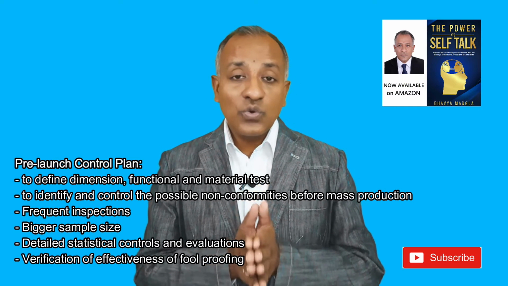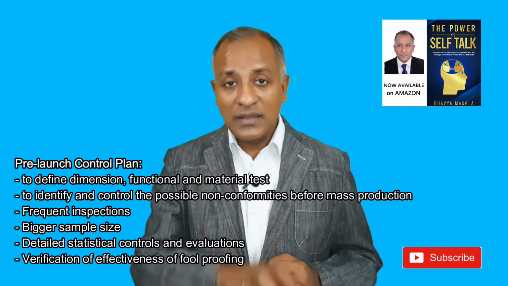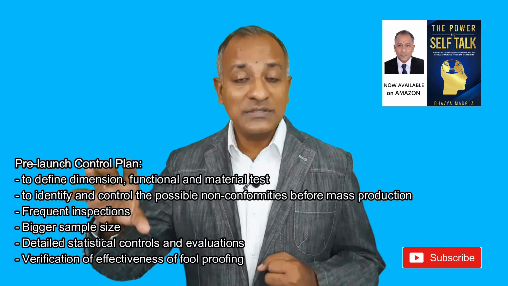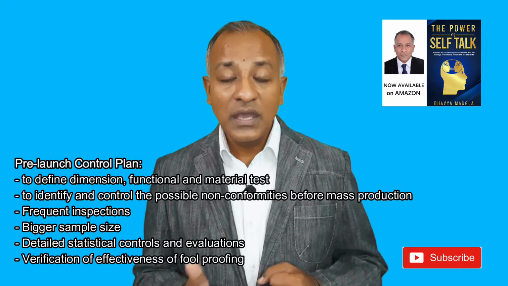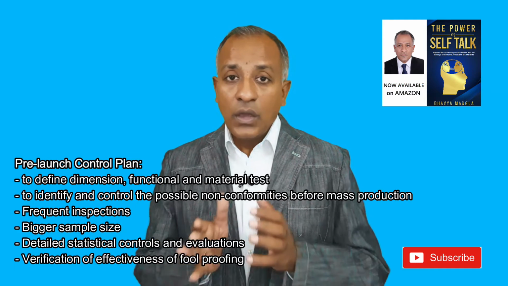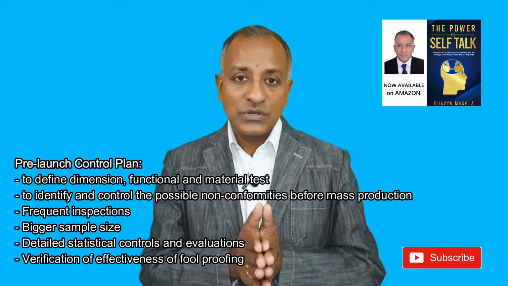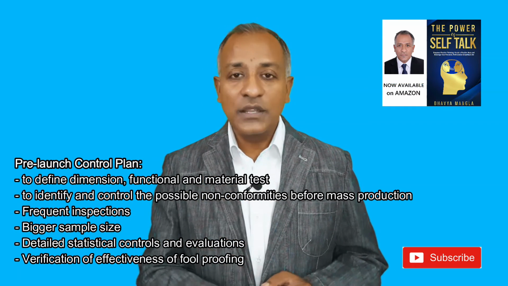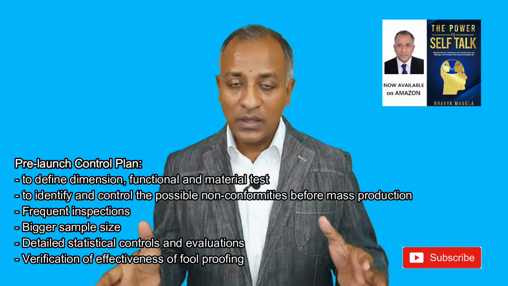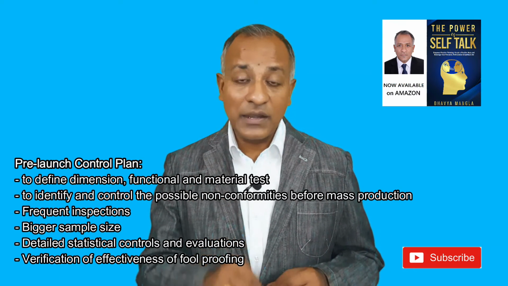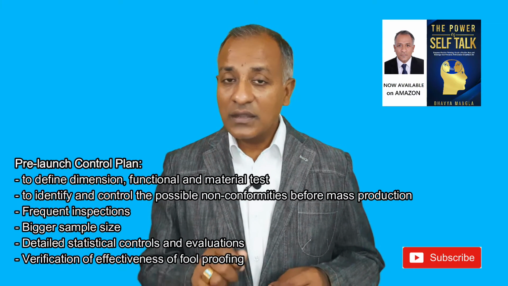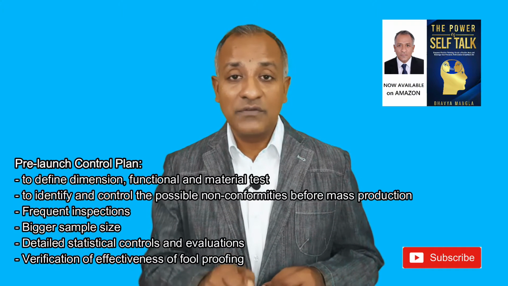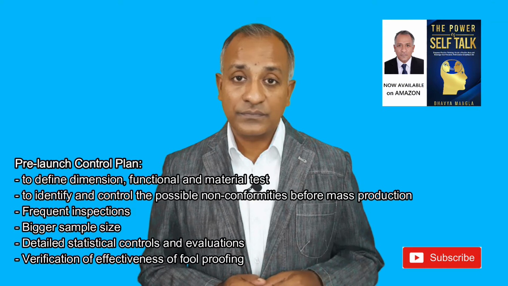In the control plan, generally we define the characteristics with respect to process and product. We also define the controls, the inspection criteria, foolproofing, and many other things. One key difference between the pre-launch control plan and mass production is that here the inspection frequency is a little bit more, the sample size is more, there is more focus on error proofing, and there is a very detailed focus on the process capability study to verify whether the process is capable or not.